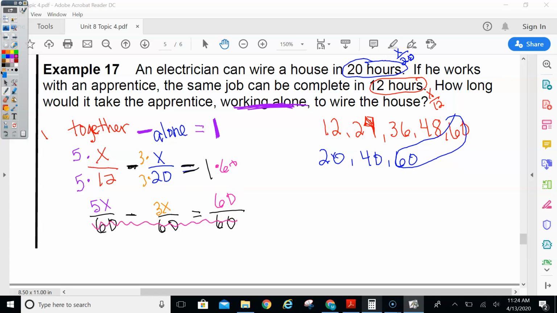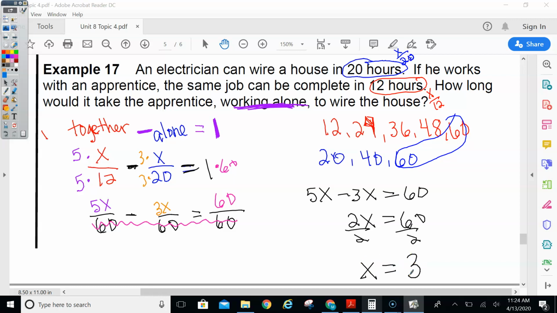So I have 5x minus 3x equals 60. 5x minus 3x is 2x. And divided by 2, x is 30. So this time we actually don't have to round. The answer is 30, and the units are going to be hours. So 30 hours for this one. So if it says round, then that means it's going to be a decimal. If it doesn't say round, it's probably not a decimal.